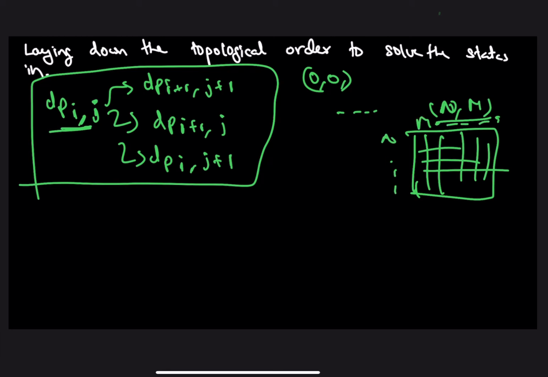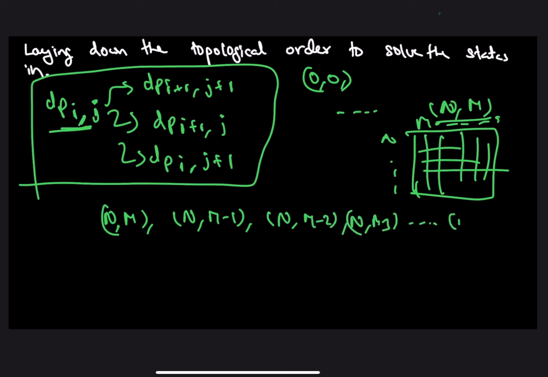All right. So in this 2D array, the topological order to solve the states will be something like this. I'll just lay down the states and then I will explain why this is the correct topological order to solve the states in. The correct topological order will be n comma m, then n comma m minus 1, then n comma m minus 2, n comma m minus 3, and up to n comma 0.